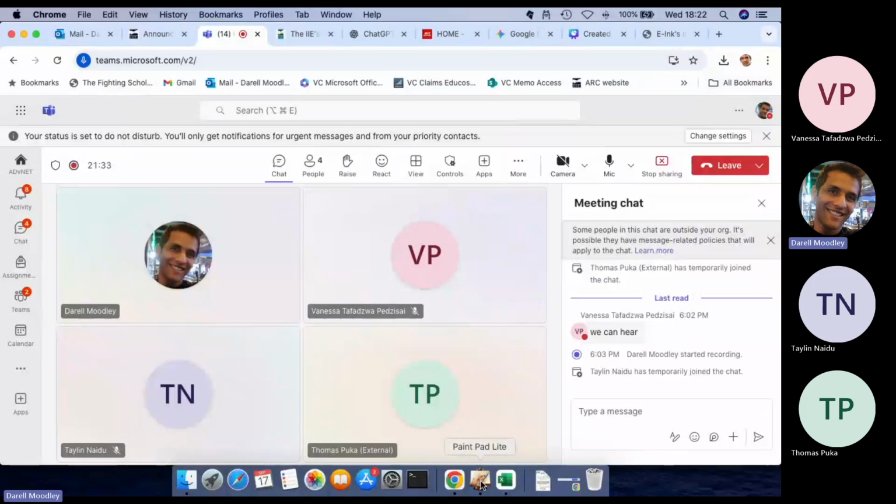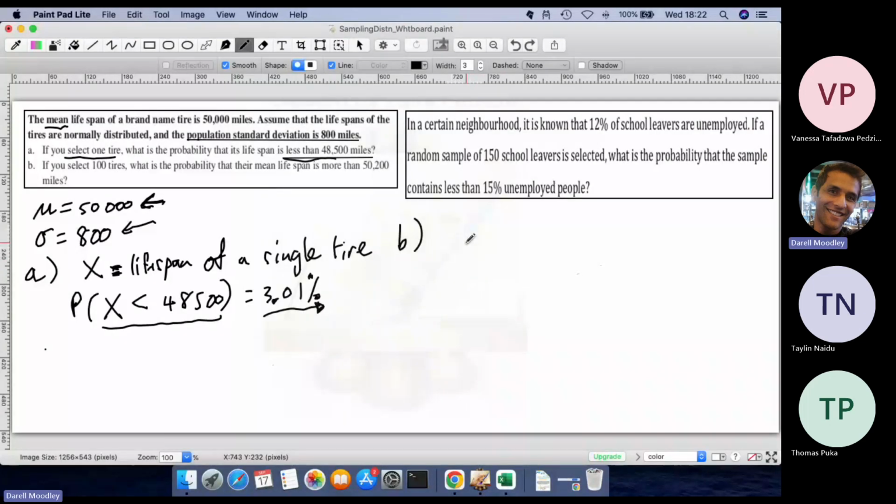Now question B says if you select 100 tires. So now you're selecting 100 tires, so you're taking a sample, just like I showed you earlier. Before I used batteries, now I'm using tires in this question. So you have a sample of 100 tires.